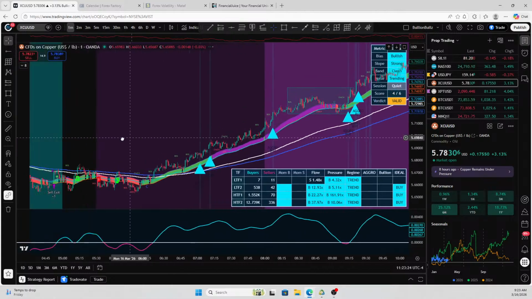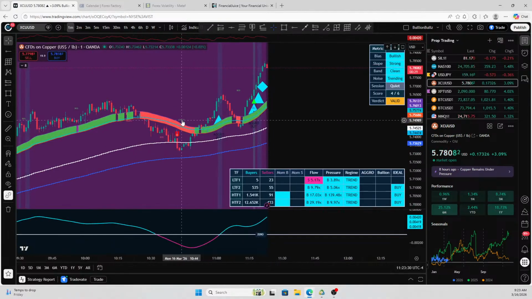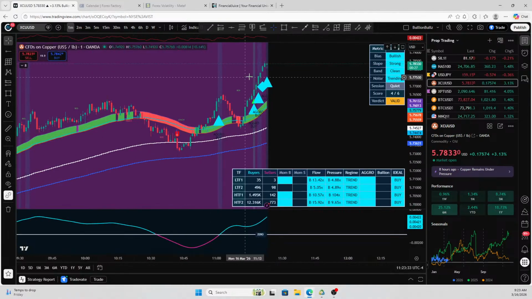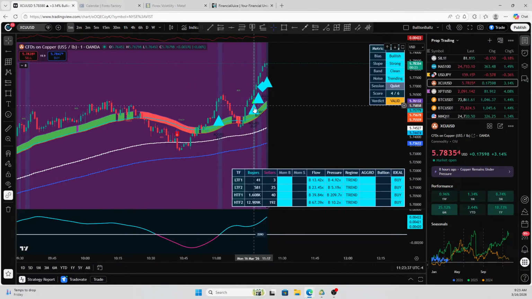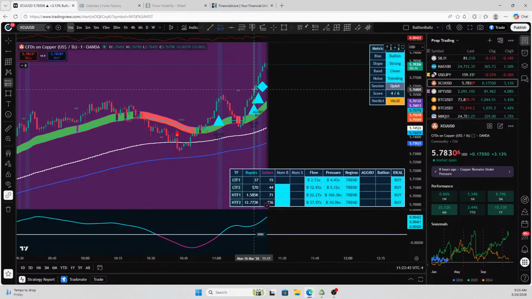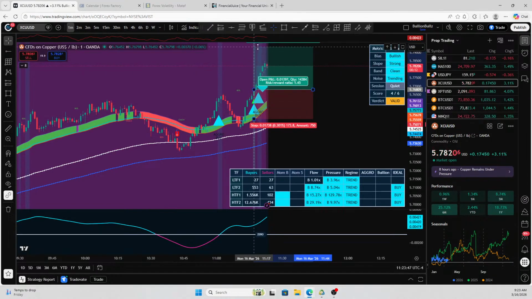If you can see here, we had this pullback, and then price just pushed up, right? And then we have this CHOCH, change of character. We had the break of structure, and then we got an A plus signal. And then look at that. Since we got that signal, price is just pushing up, which should give us a minimum 1:1.5.